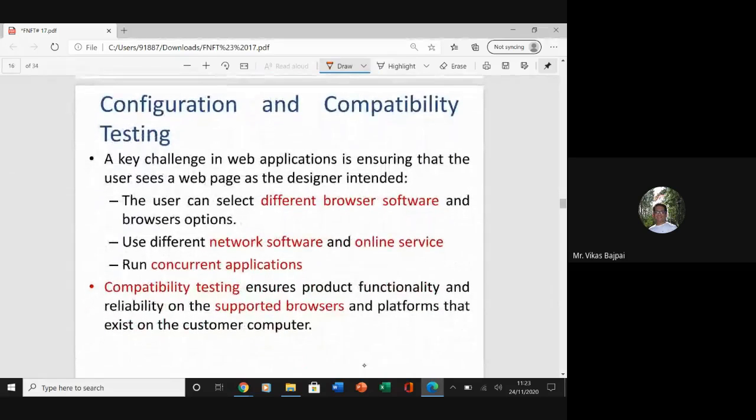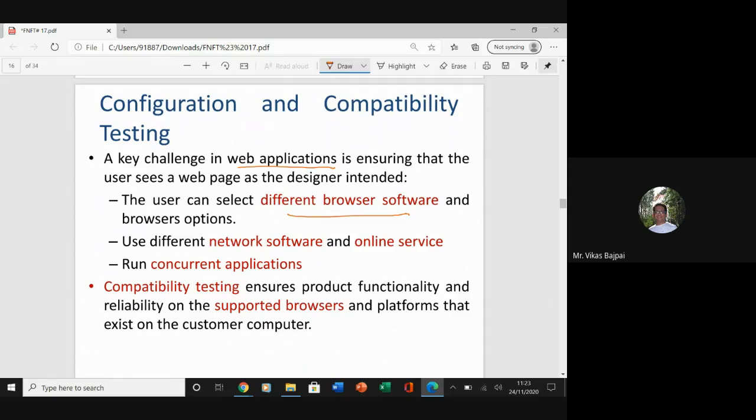Next is your configuration and compatibility testing. So a key challenge in web applications is ensuring that the user sees a web page as the designer has intended. So a user can select different browser software and browser options, use different network software and online services, and can run concurrent applications. And my expectation is that the output should be the same. So compatibility testing ensures product functionality and reliability on supported browsers and the platforms that exist on the customer's computer, right?